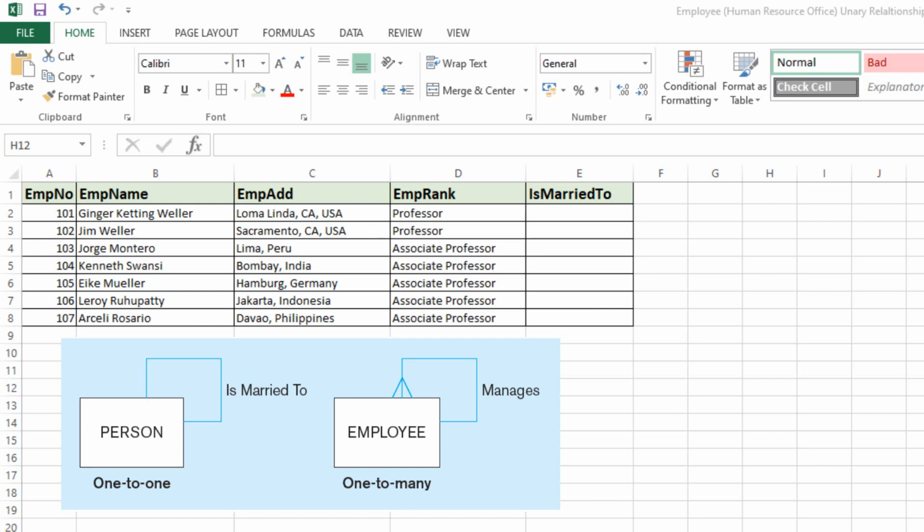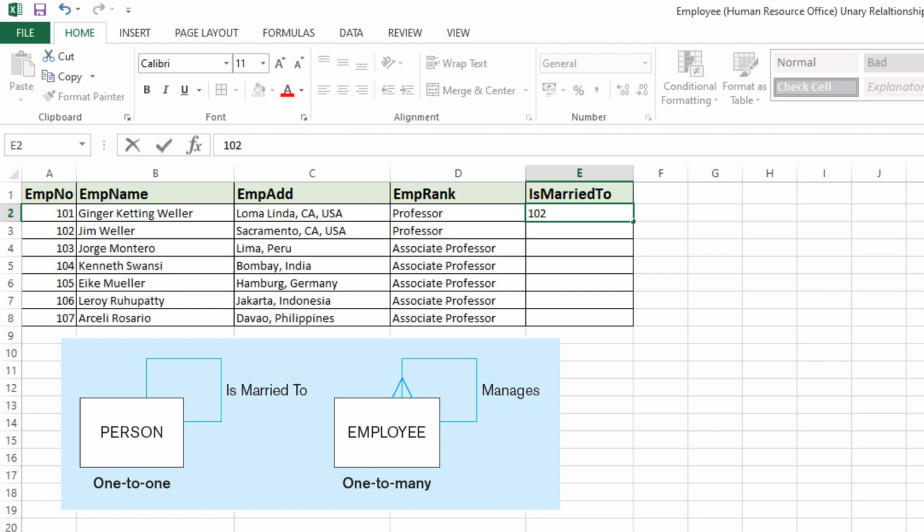So, in this case, let's call it employee for our convenience. Okay? AIIAS employees. I have a data set of AIIAS employees, 7 of them listed here. And out of these, let's see who is married to whom. Okay? And I have an attribute called is married to. So, employee 101, Ginger Kettingweller, who is she married to? Look at the list in the data set. She is married to Jim Weller. So, I will put the employee number of Jim Weller, that is 102.